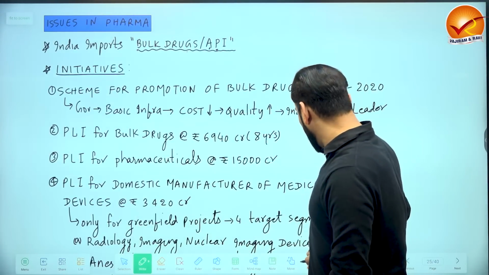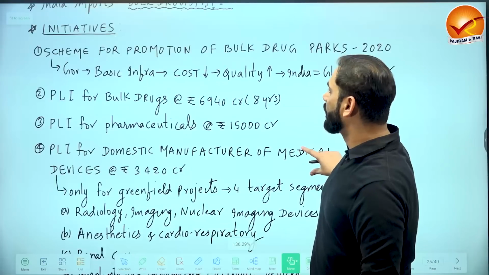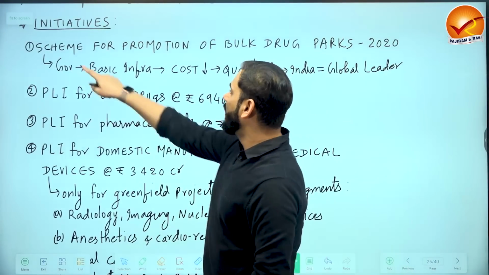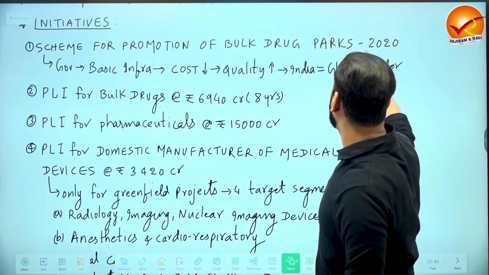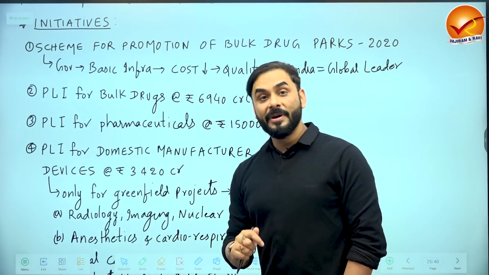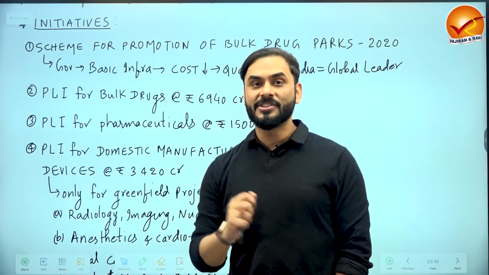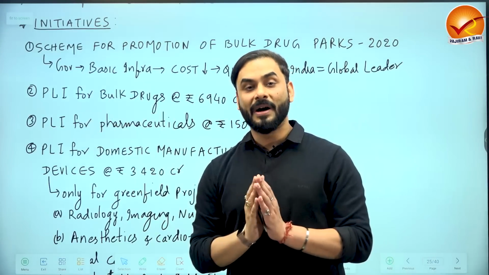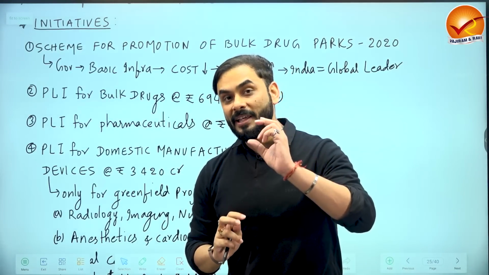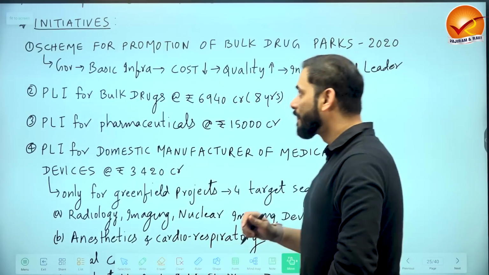So what are the government initiatives? What has the Government of India done to promote it? The Government of India has launched a scheme for promotion of bulk drug parks, which means the Government of India is giving a lot of infrastructure support, monetary support, and has created dedicated parks where these raw materials can be manufactured.